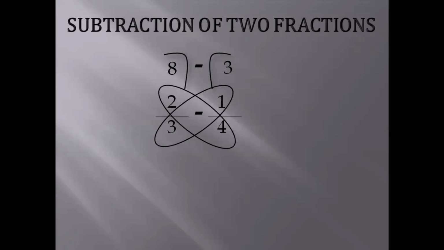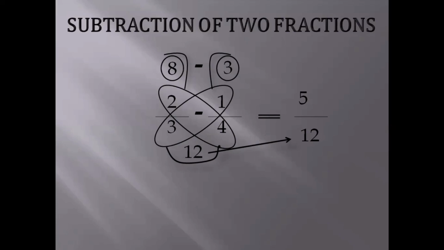Then the denominators should be multiplied. This 3 and 4 should be multiplied. 3 4s are 12. Now we know the final answer will be 8 minus 3. 8 minus 3 is 5. The denominator should be same as above. This 12 should be taken as denominator. Then the denominator will be 12.